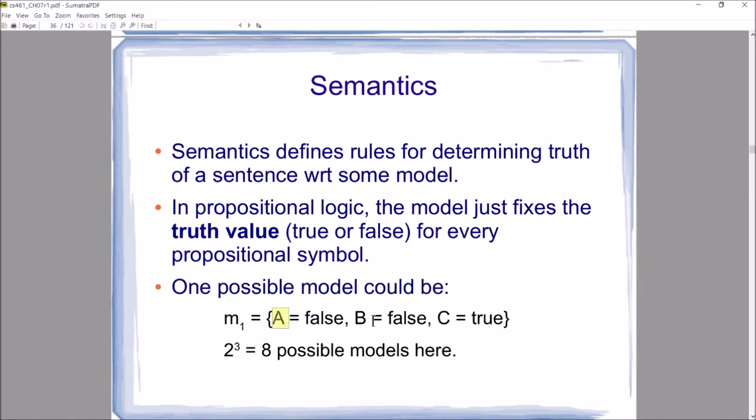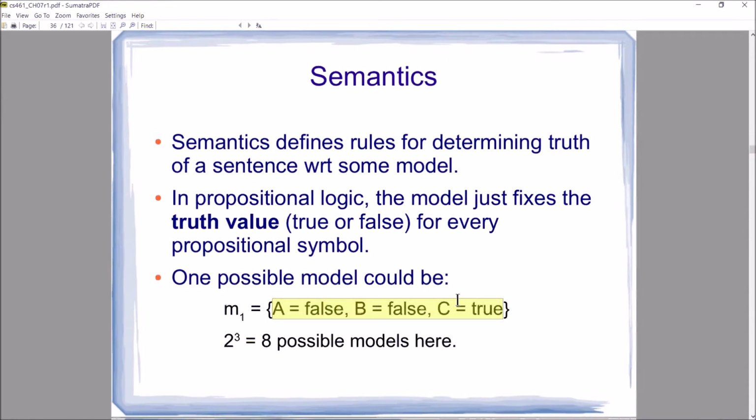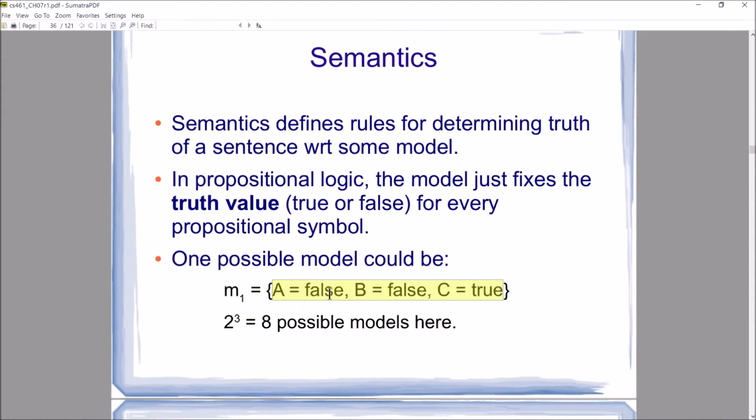Or maybe the environment that you're operating in. So we haven't defined what A and B stand for, but in this particular model, in this particular possible world, whatever A represents is false, whatever B represents is false, whatever C represents is true. So in this case, with these three variables, that's going to lead us to 2 cubed equals 8 possible models. Okay, so this is one possible model. This is one possible world based off of how the truth values are assigned to those propositional symbols.